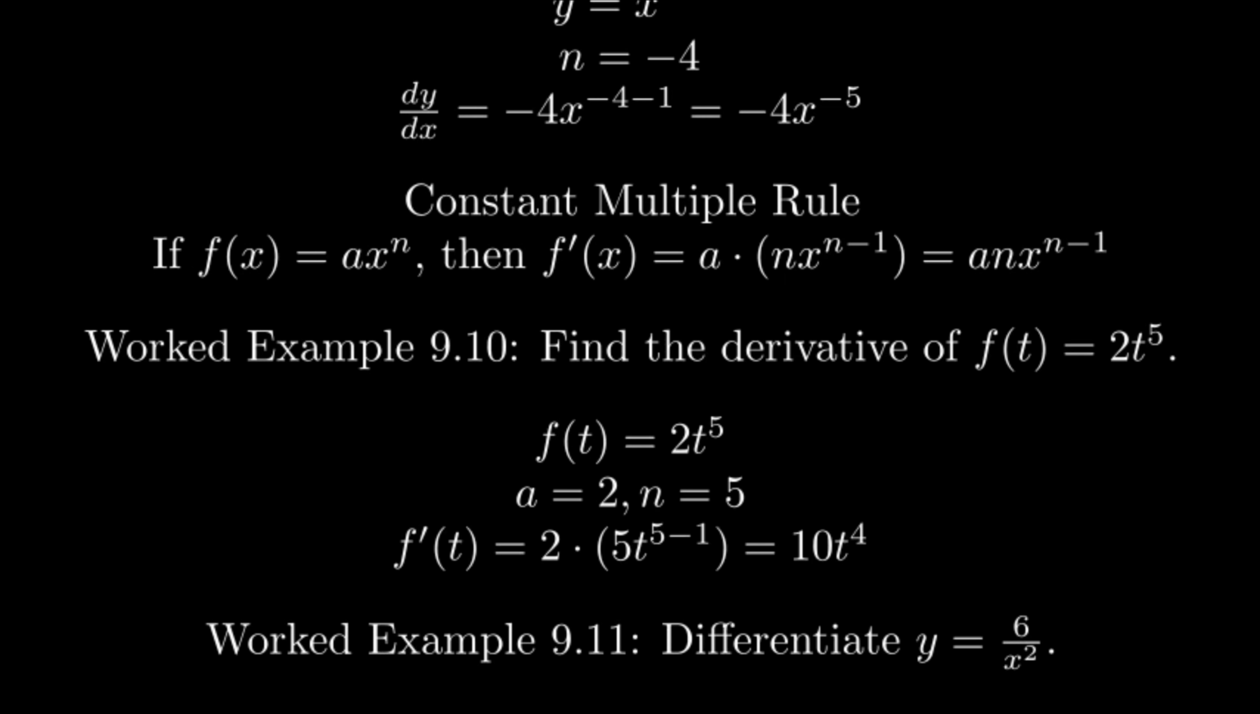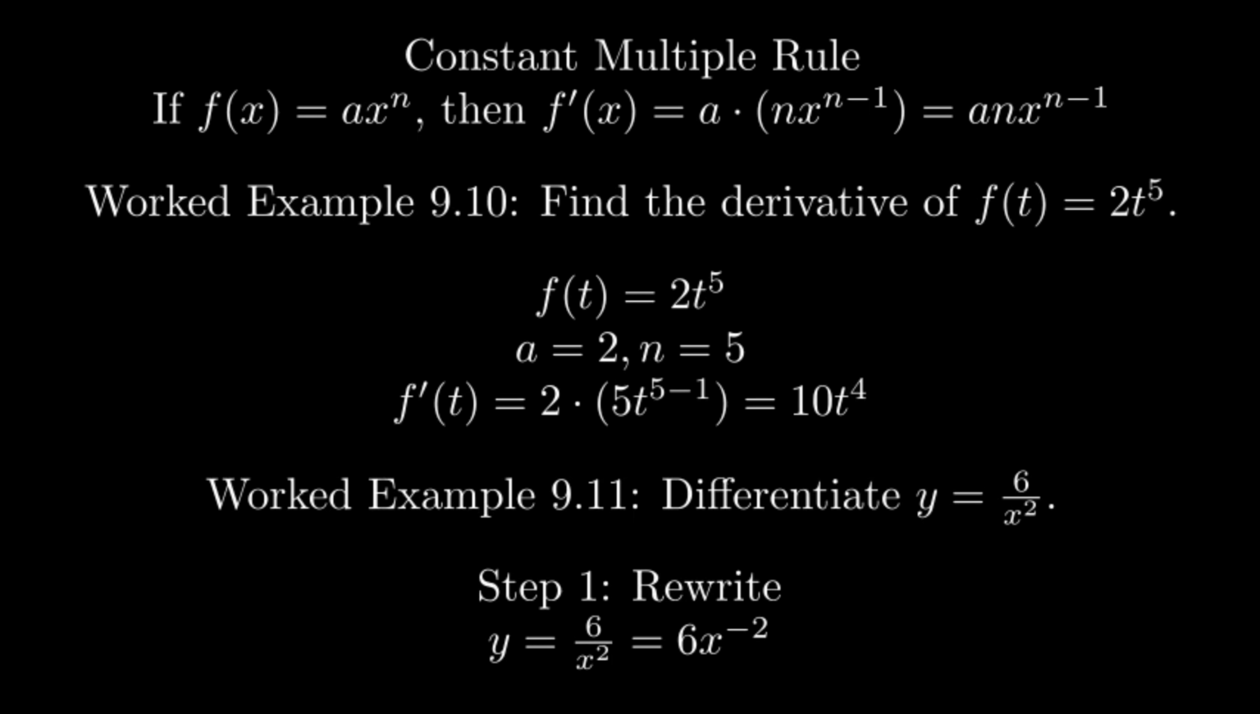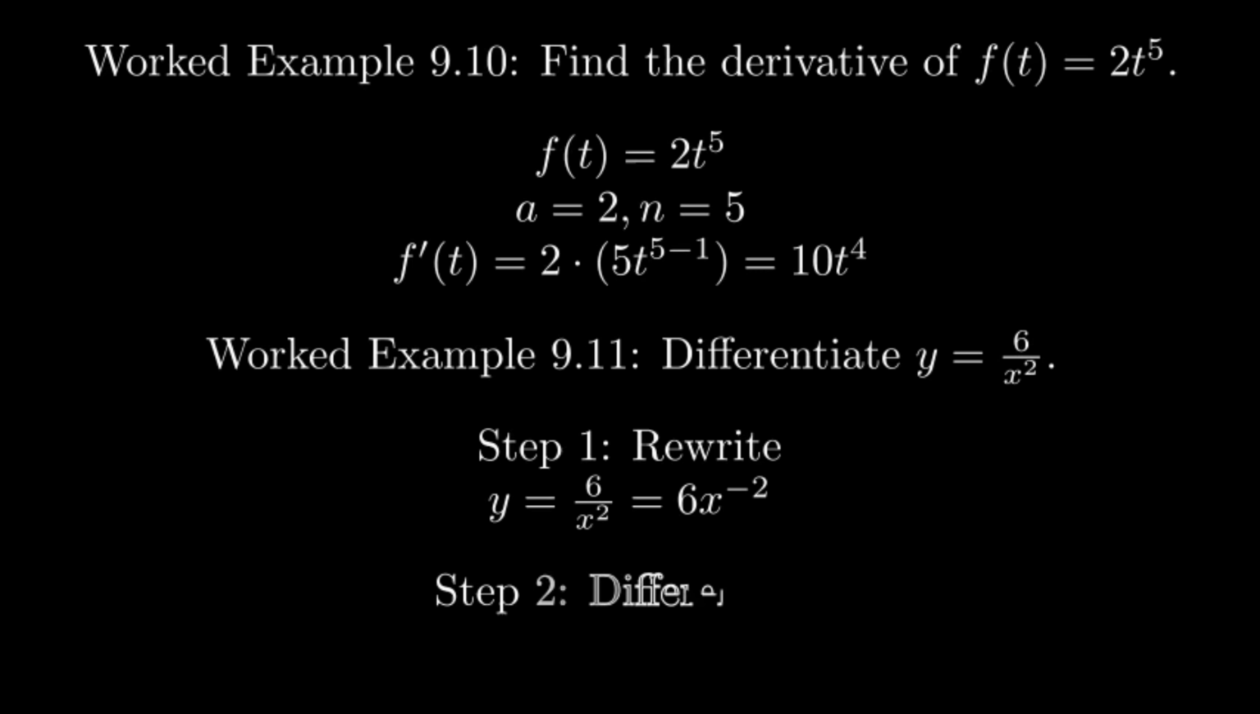This doesn't immediately look like our x to the n form, but we know from our laws of indices that 1 over x squared is the same as x to the power of negative 2. So our first step is always to rewrite the function. y equals 6 over x squared becomes y equals 6x to the negative 2. Now it's in the right form.